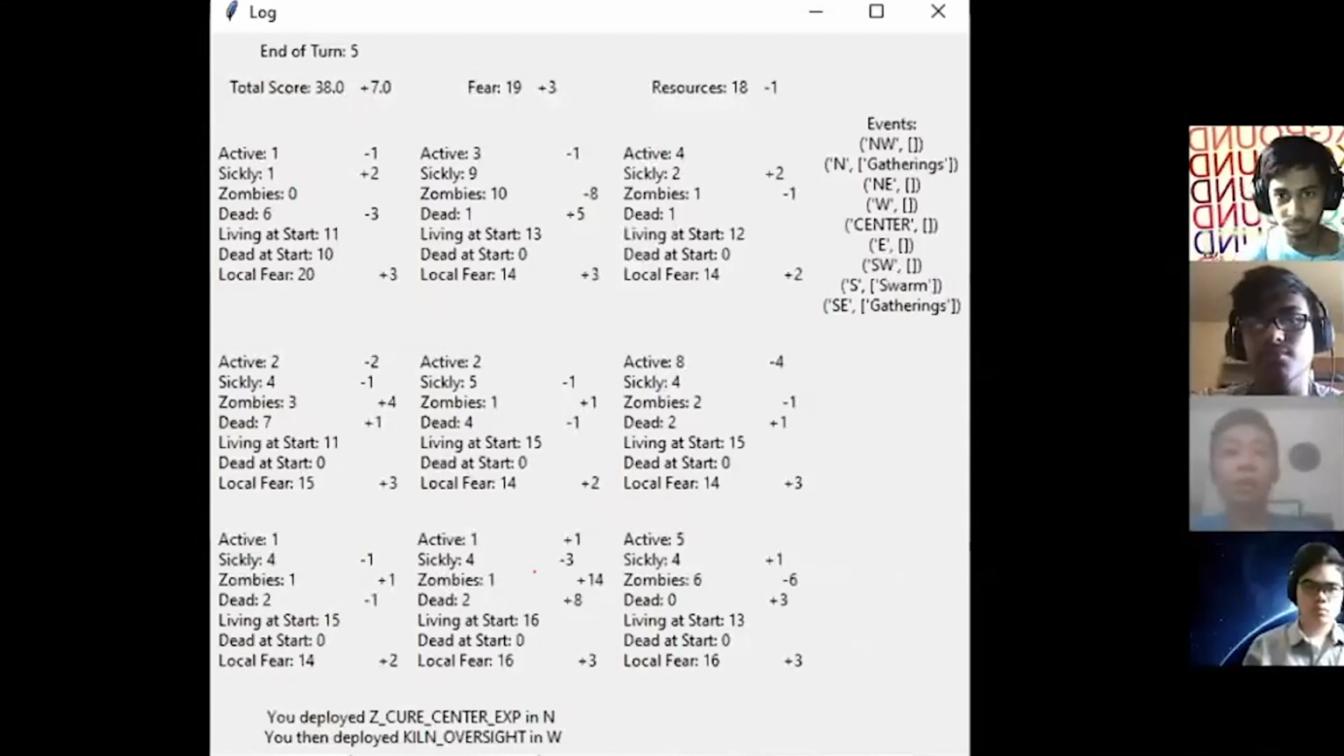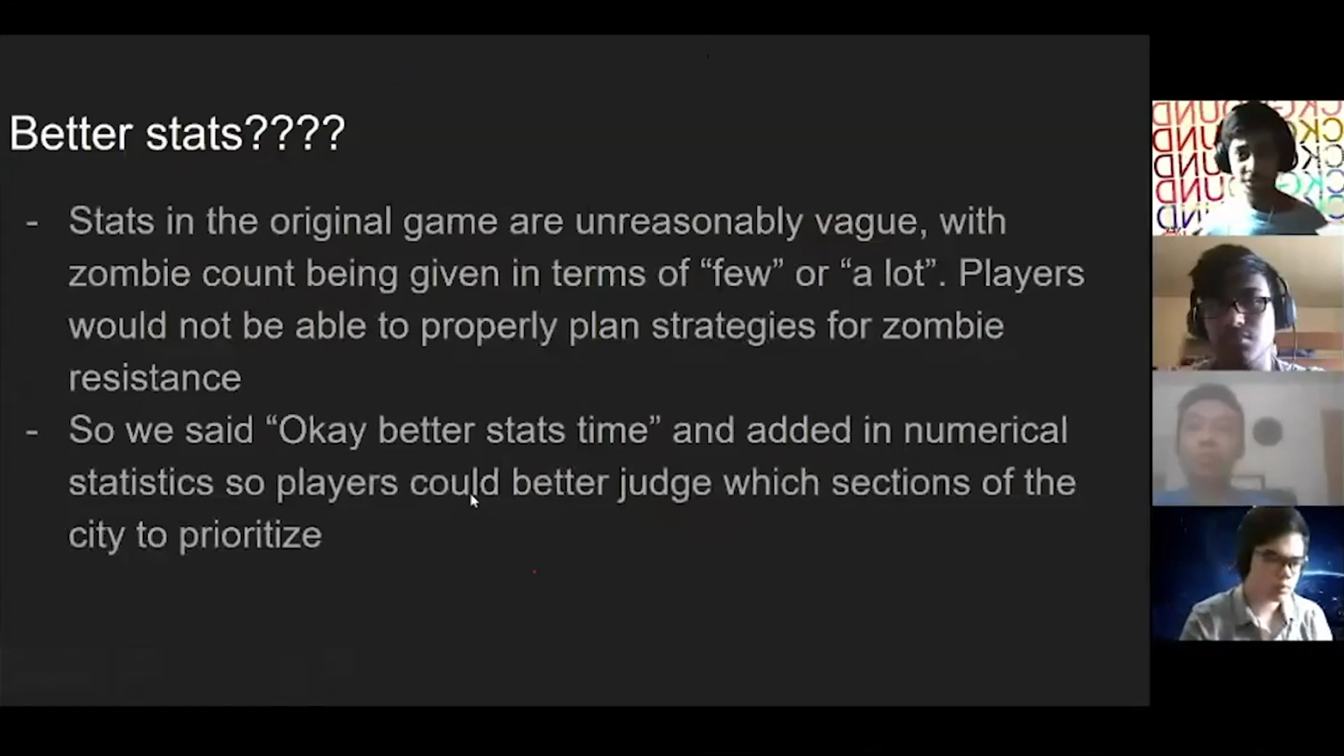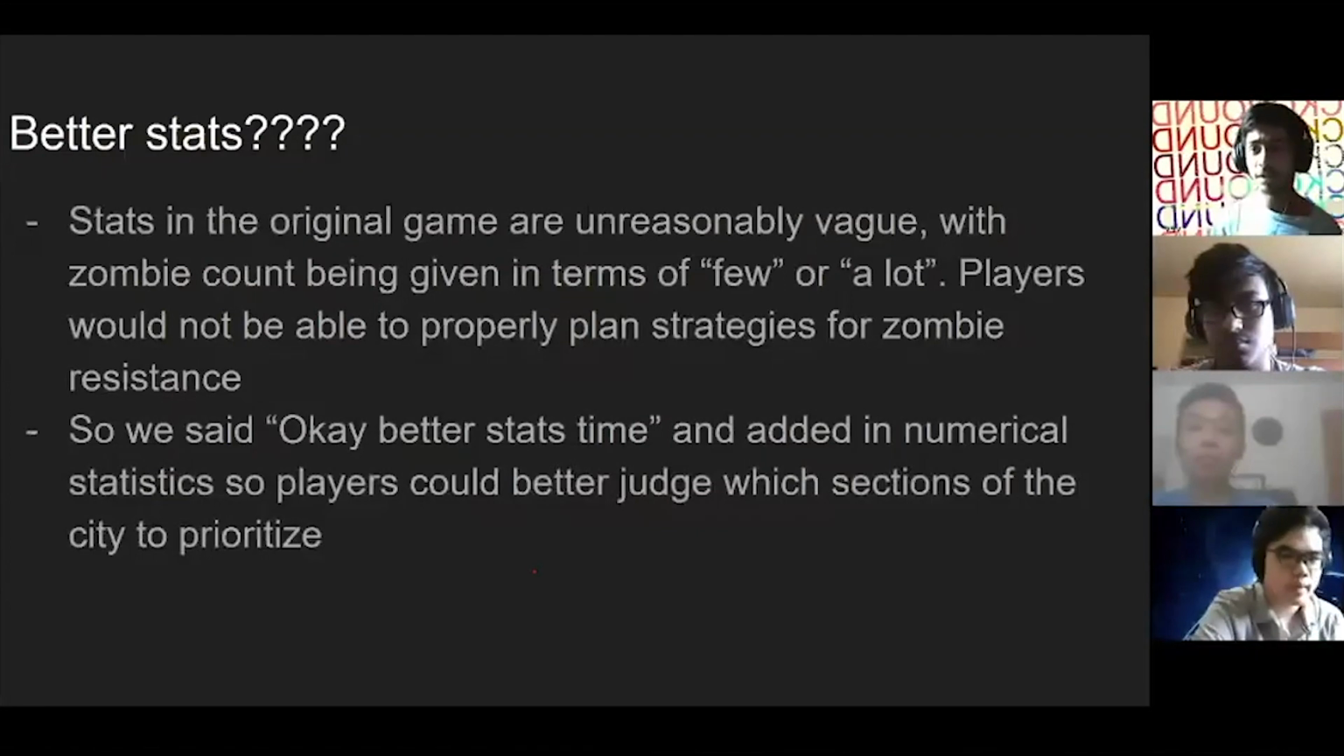We also made some minor changes, such as to the stats being displayed on the screen, but I'll hand it over to Sadiq to talk a bit more about it. So we thought that the statistics in the base game were vague, and unreasonably so. They describe things like population size and zombie count in terms such as none or few or many, and we thought this would be a hindrance in planning effective strategies against the flu and the zombie outbreak, and in real life you would have better statistics. So we implemented numerical statistics. Now, just like real life, these aren't 100% accurate, but we thought that as in real life, statistics that aren't 100% accurate are still workable. We made them still workable in our mod.